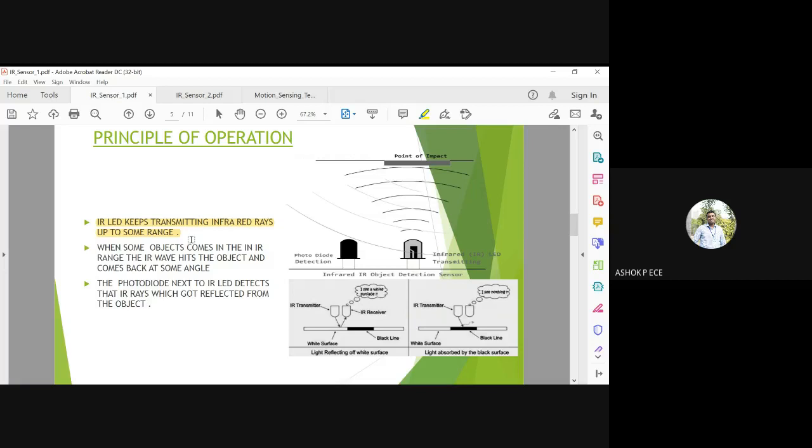That is why infrared sensors and infrared concepts will work only for a few tens of meters. One thing is that infrared rays, when they hit any obstacle, are reflected back. The second thing is that infrared rays are not as powerful as visible light to travel a longer distance. So when objects come in the IR range, the IR wave hits the object and comes back at some angle. You have a photodiode next to the IR LED which detects the IR rays that got reflected from the object.